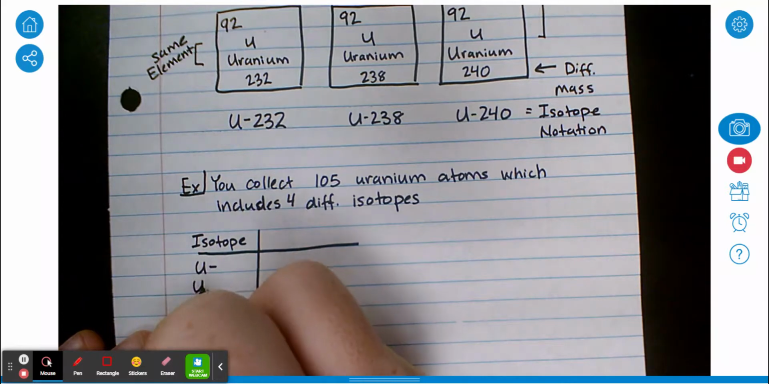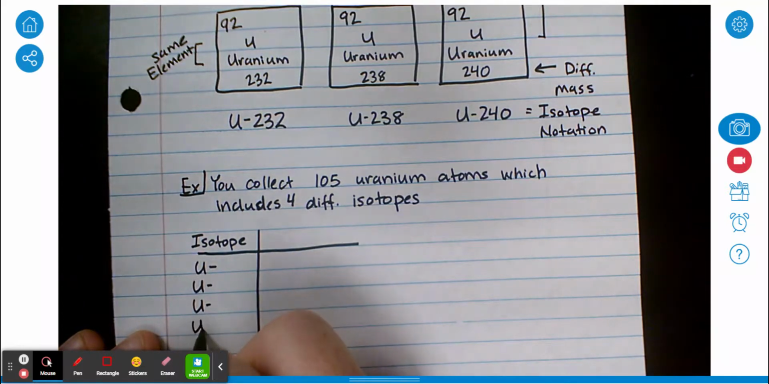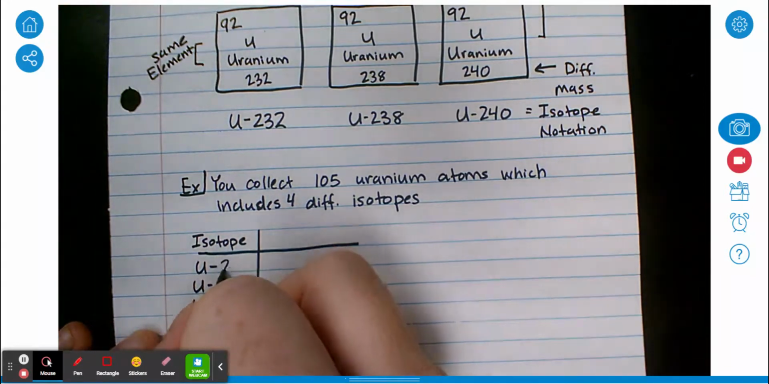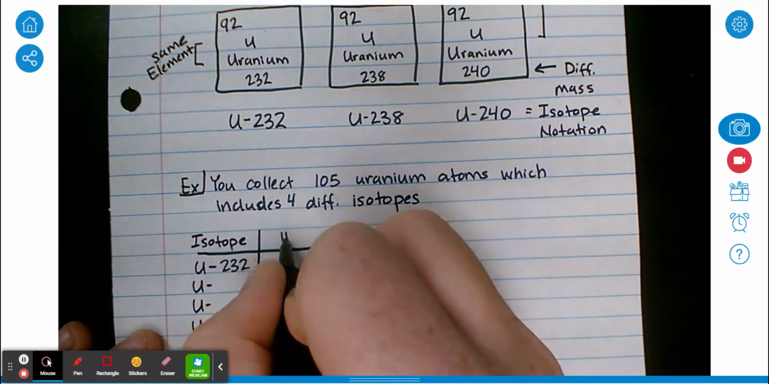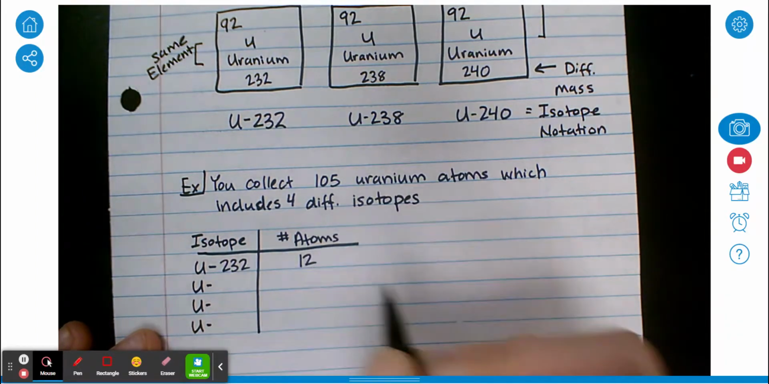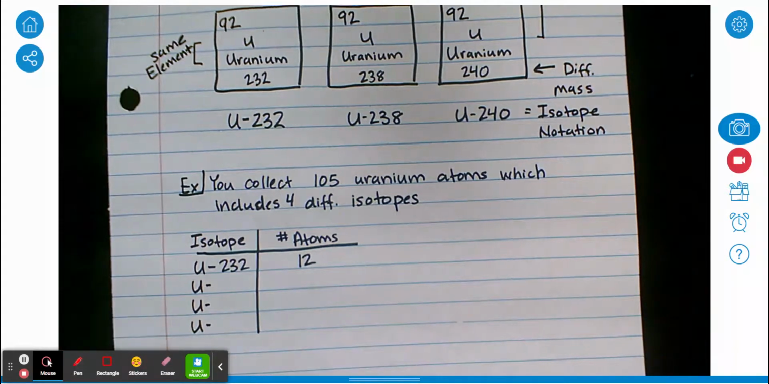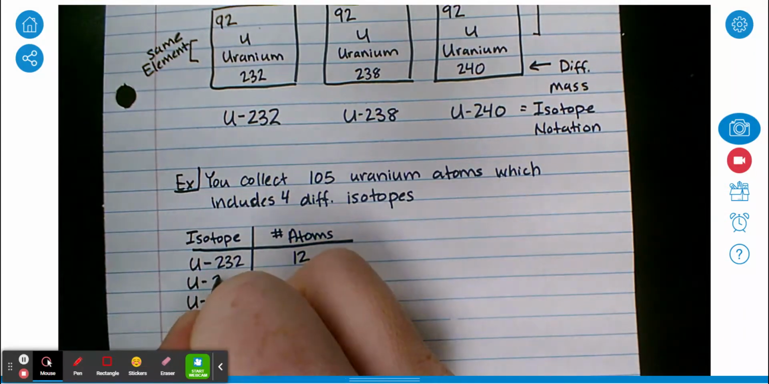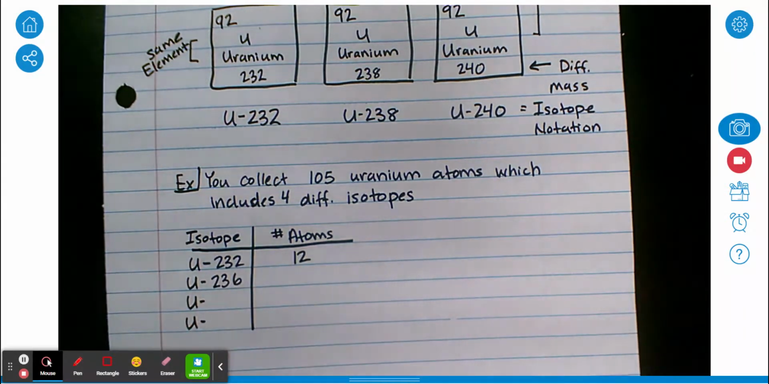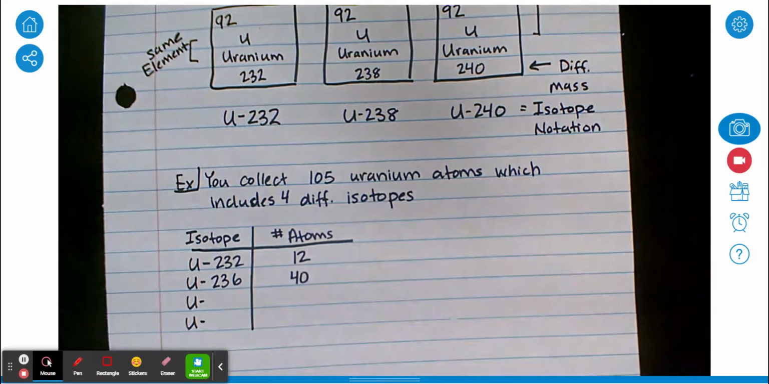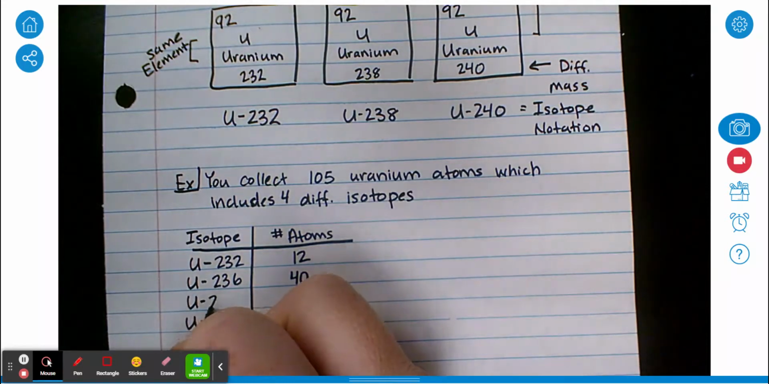Now, these are all uranium. The first isotope you collect has an atomic mass of 232. You found 12 atoms with an atomic mass of 232. Then you go to your next atom on your list, and it has an atomic mass of 236. And you find a lot more of these. You find 40 atoms with an atomic mass of 236.